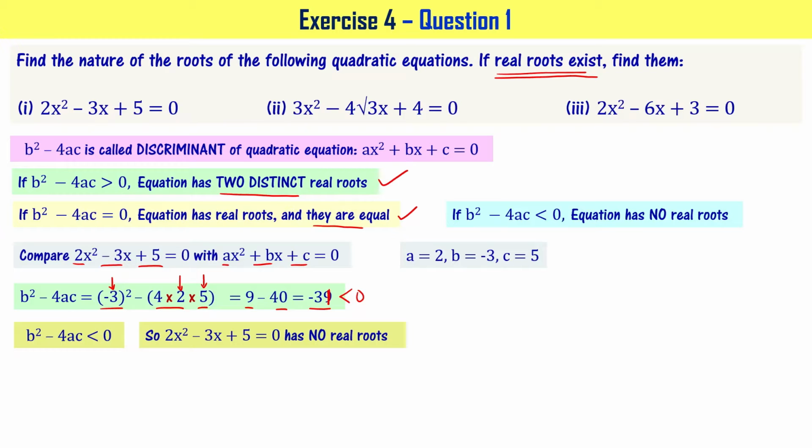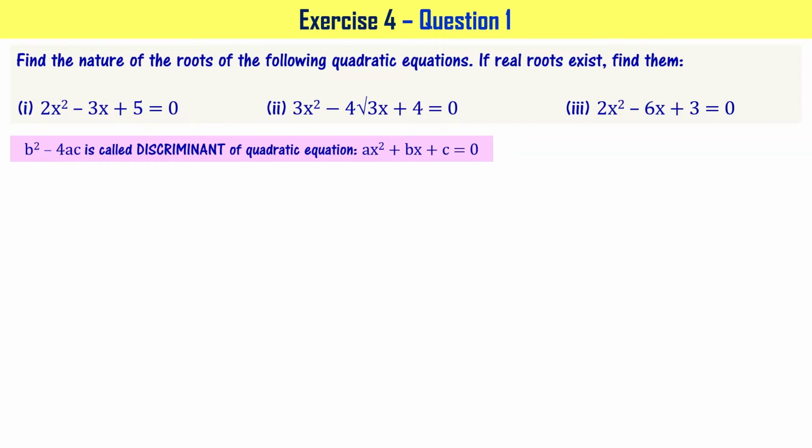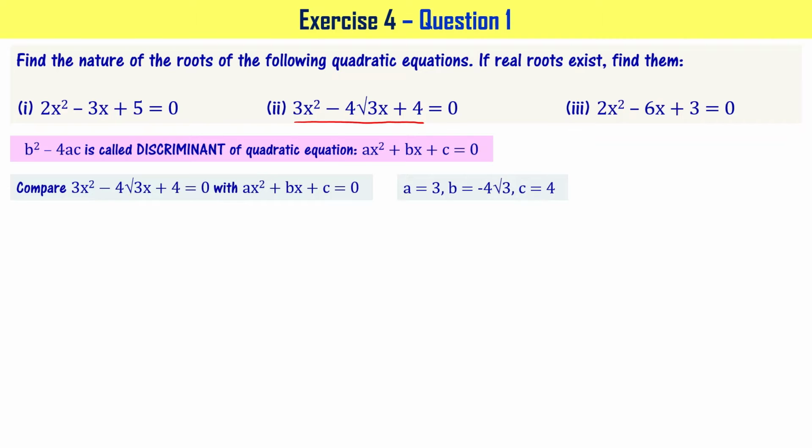Got it? Now let's look at the second part of the problem, that is the equation 3x square minus 4 root 3x plus 4 equal to 0. We want to find the value of b square minus 4ac, right? For that, we have to first compare this equation with ax square plus bx plus c equal to 0, such that you can say that a equal to 3, b equal to minus 4 root 3, and c equal to plus 4.